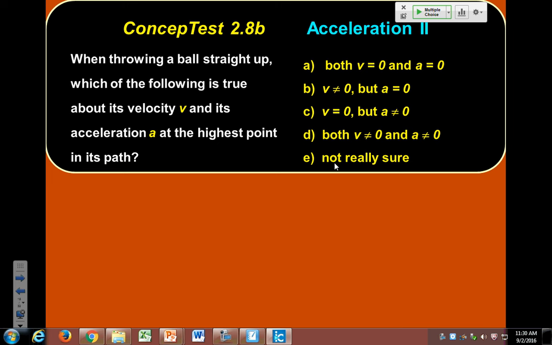But in all cases, the acceleration is negative. The acceleration is always towards the Earth. So as it goes up, it slows down, and then as it comes down, it speeds up. And at the top, it changes direction. It goes from going in the positive direction up to the negative direction. We'll talk about that more later.